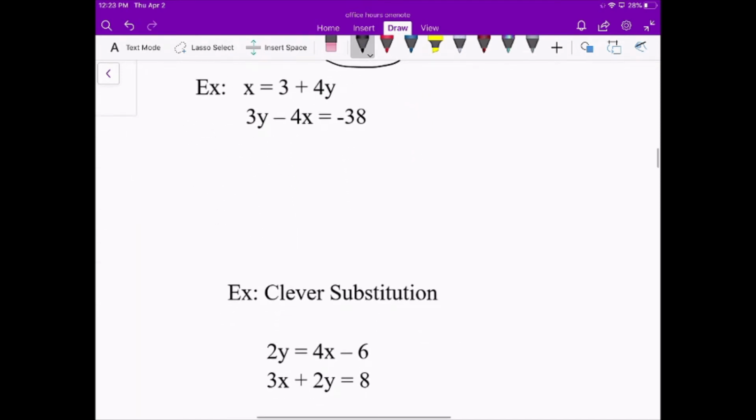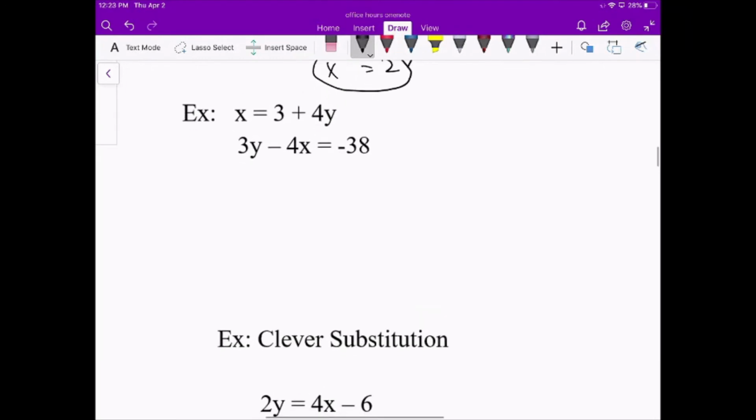We don't always substitute for x, sometimes we substitute for y. In this next equation, the first one is telling me that x is the same thing as, or is equal to, 3 plus 4y. Because I have that x isolated, I'm going to go ahead and substitute for x in the second equation. And then I write this exactly as it was before, 3y minus 4, except when I get to x, instead of x, I'm going to write 3 plus 4y, and then I keep going.